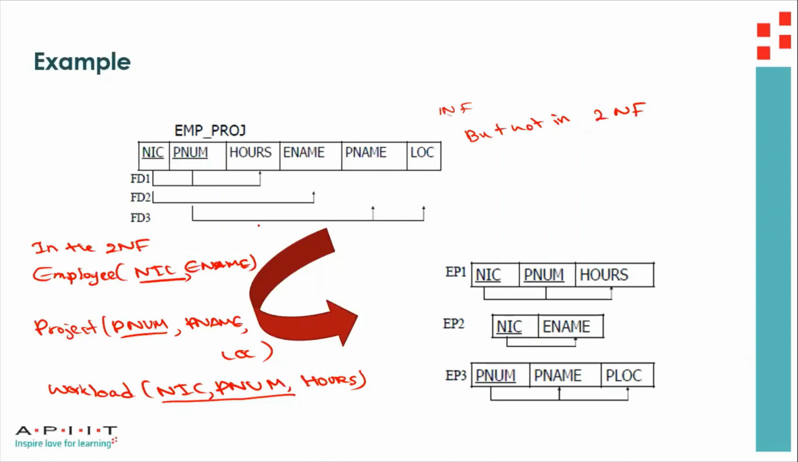It should be in the first normal form, and then it should not contain any partial dependencies, right? Partial dependencies means non-prime attributes are depending partially on the primary key. That's the idea, right? Is it clear for you?